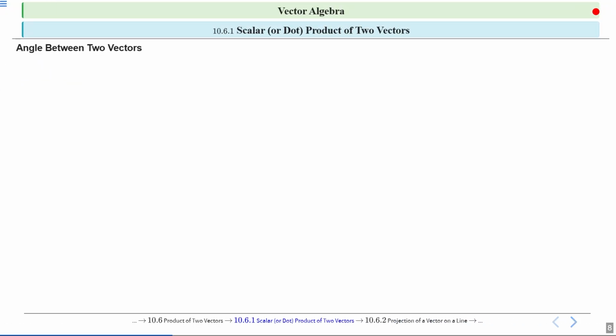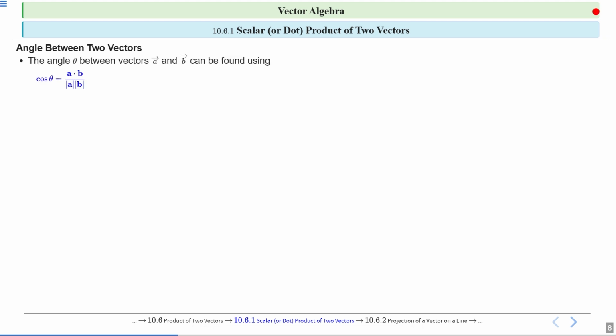Next is angle between two vectors. Understanding this concept is crucial because it helps us to determine how two vectors relate to each other in space. This is the foundation for many mathematical applications in physics and engineering.